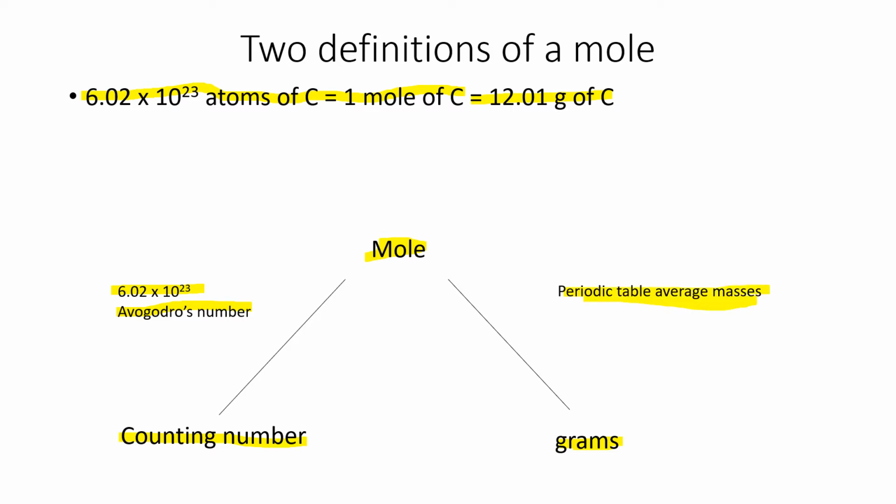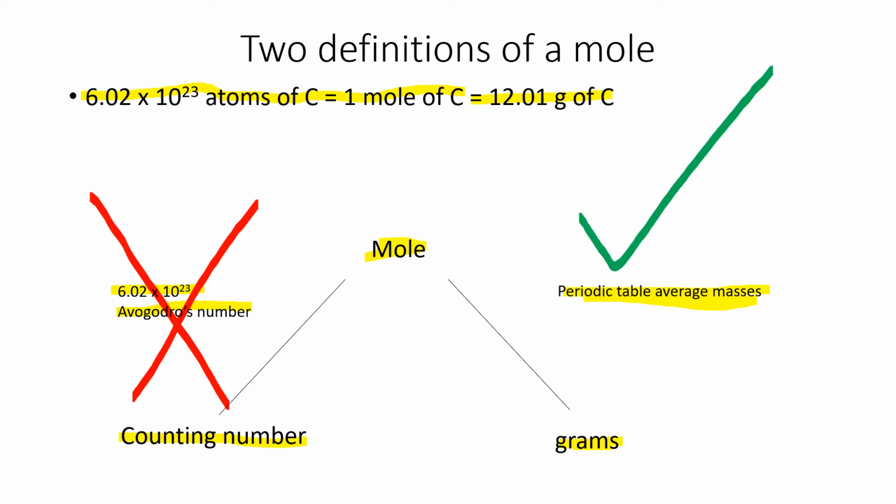So for what we're working on, we're never going to use that counting number definition, that 6.02 times 10 to the 23rd. That has no practical, useful purposes for us. We are always going to be using the other definition, the relationship between grams and moles using the periodic table and those average masses that you're getting from that periodic table.